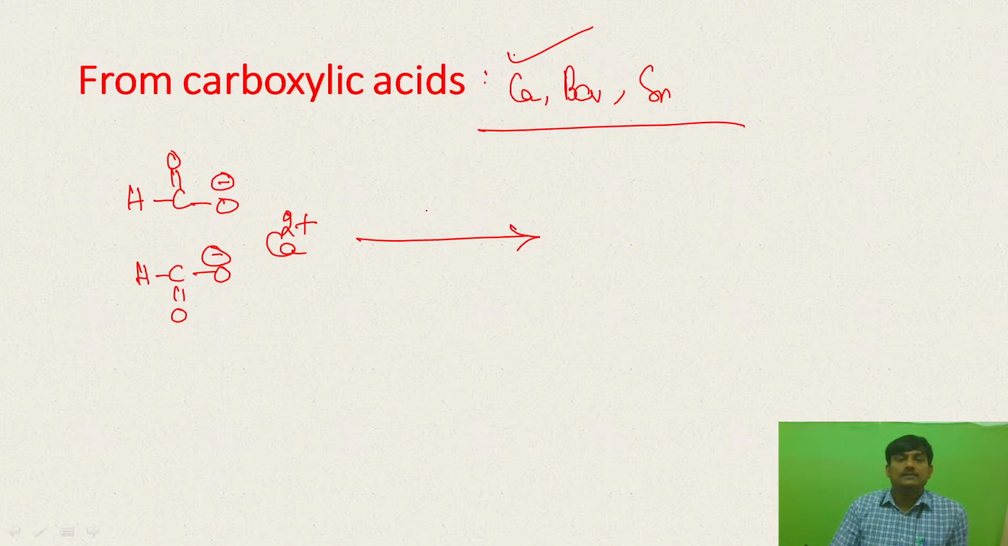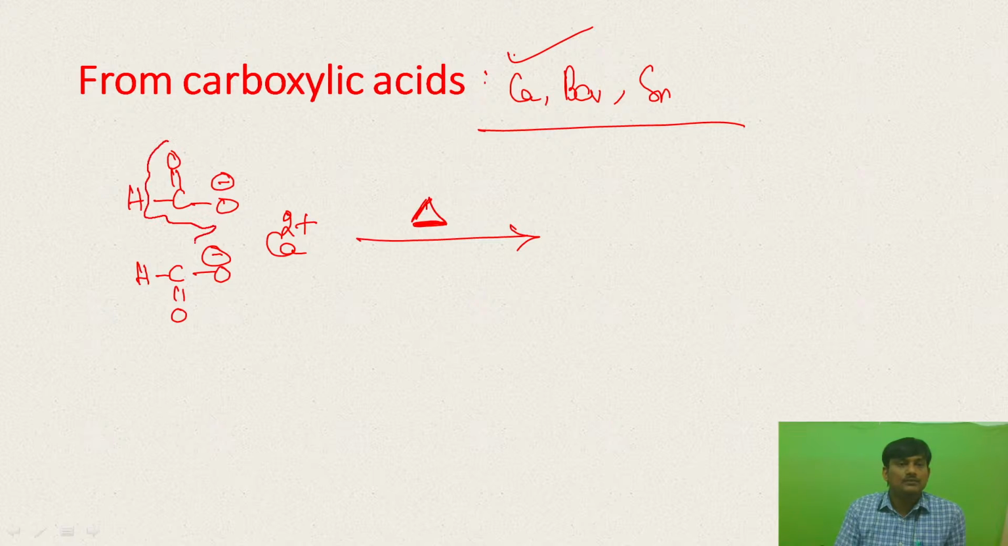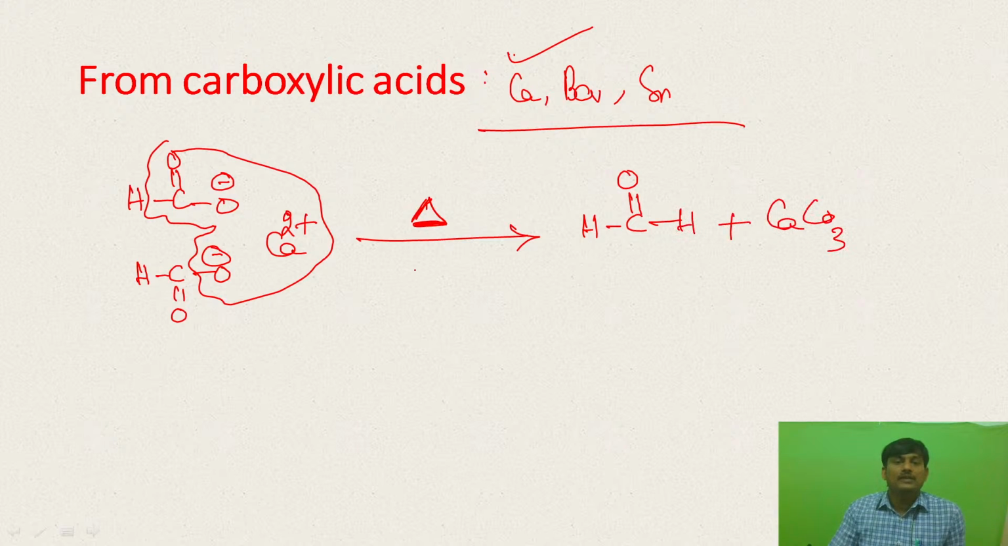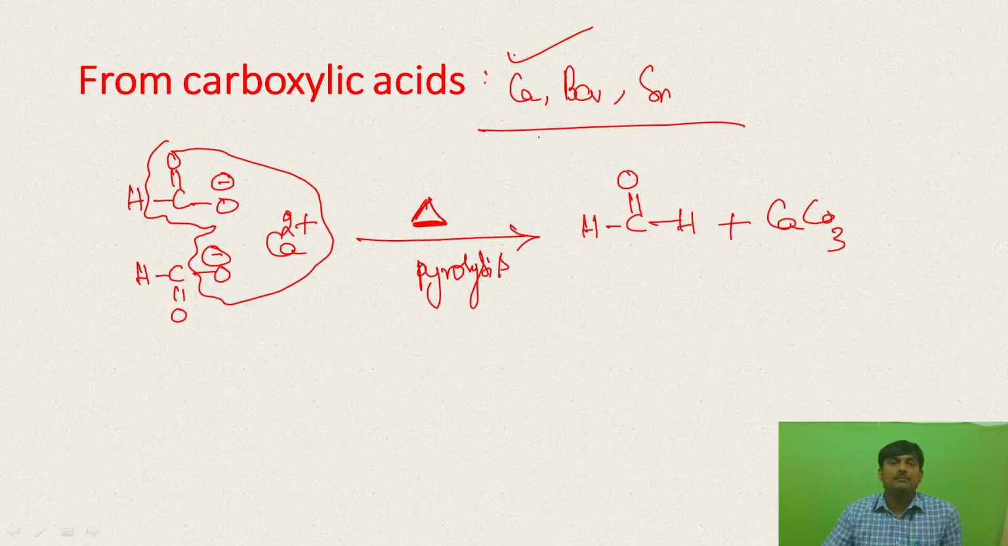When you heat this compound, by pyrolysis, there is a removal of calcium carbonate, CaCO3, and a formation of formaldehyde, a very simple aldehyde. This is a pyrolysis reaction. When you heat calcium salts of carboxylates, or barium salts, or strontium salts of carboxylates, there is a formation of aldehyde.